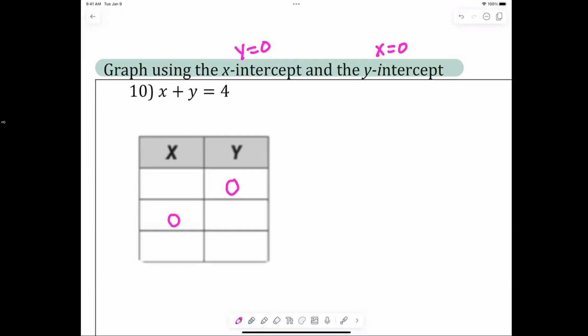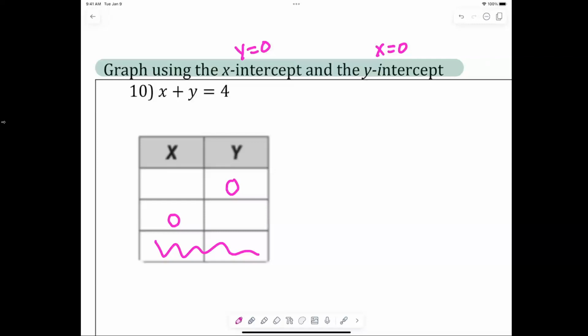Notice I'm not using this third one. I meant to cross that out on the next worksheet. I fixed that. All right. So this is how I want it. For each time, you're going to put 0 in for y and 0 in for x. That's always. Whenever I say find the x-intercept and the y-intercept, the y is always 0 for one and x is always 0 for one.